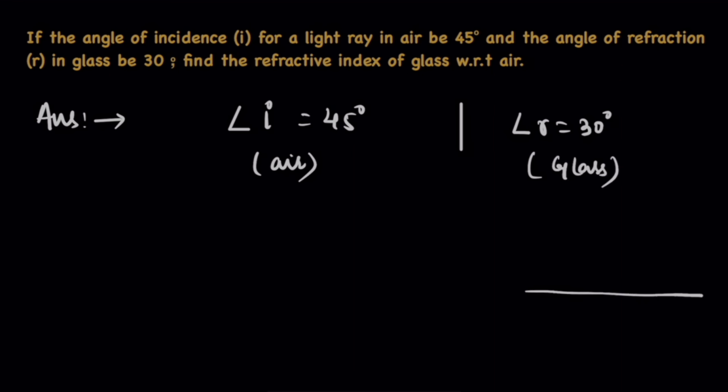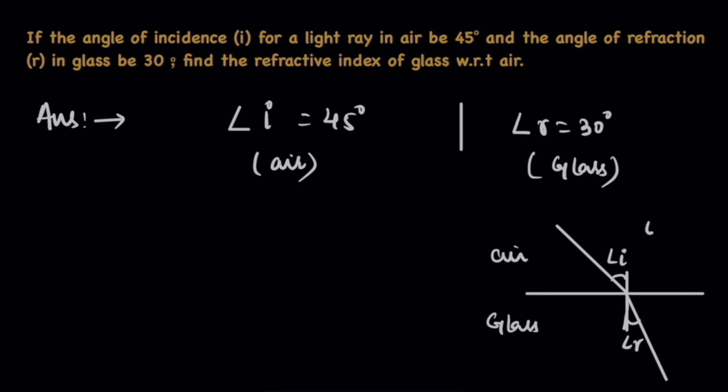It means that it will bend towards the normal, because we know that air is a rarer medium and glass is a denser medium. So bending will be towards the normal. So in this case, always remember angle I will be greater than angle R. Sometimes MCQ questions come based on the figure and we need to identify the correct figure. So it will help us to get the correct answer.